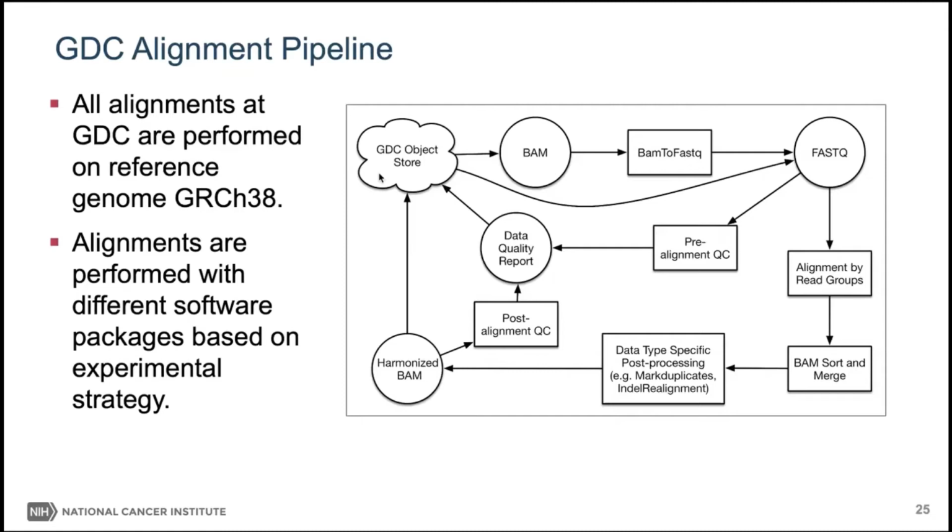The alignments aren't performed with the same software, they're actually performed with different software based on experimental strategy. So for example, most DNA-seq data is processed using the BWA aligner, whereas the RNA-seq data is processed using STAR.